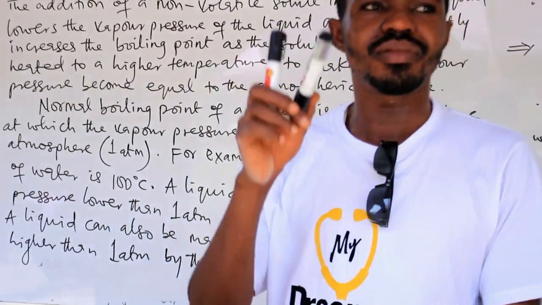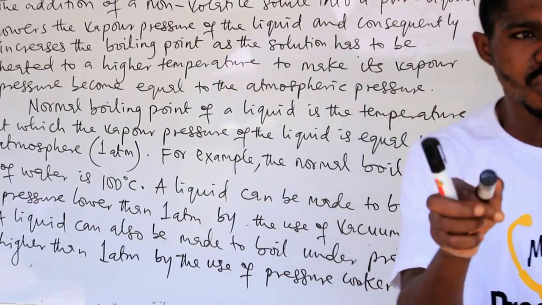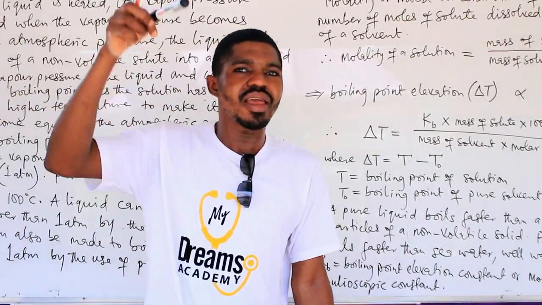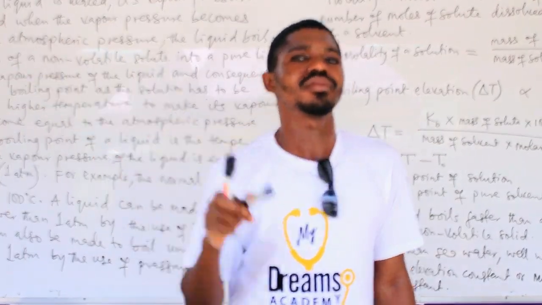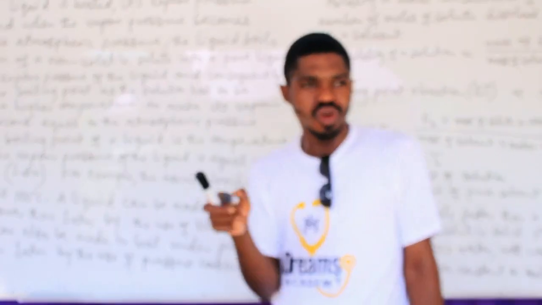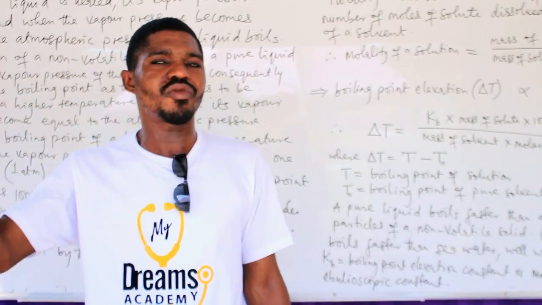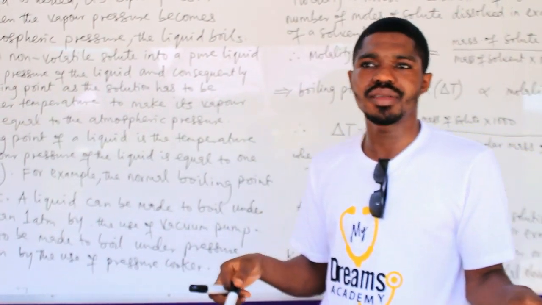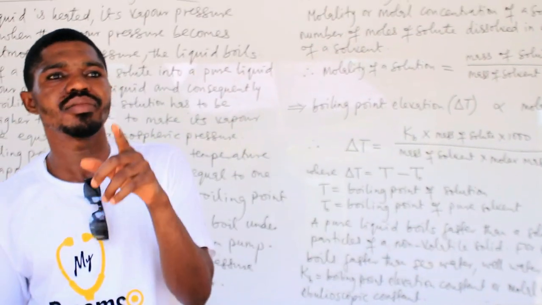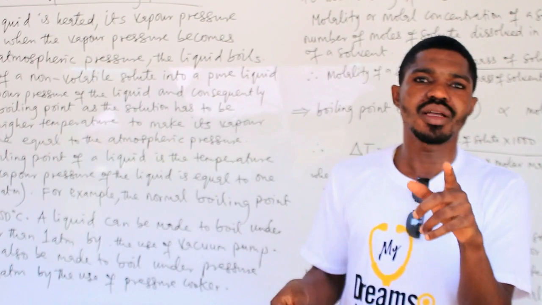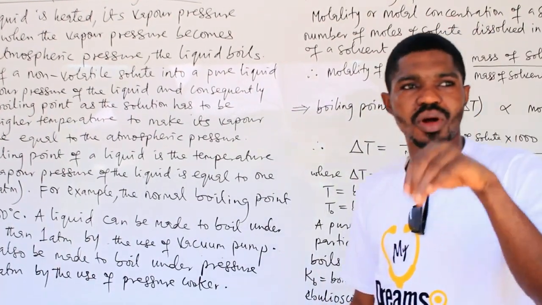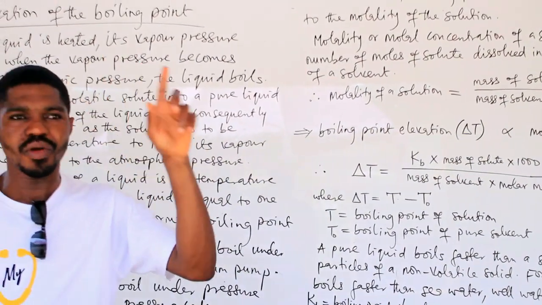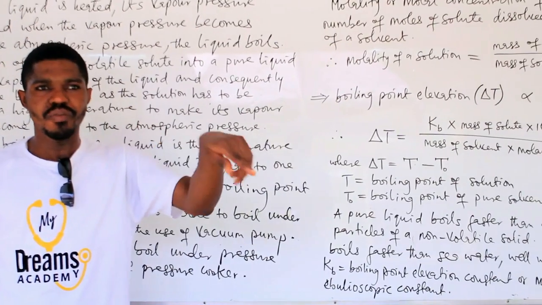Now, class, you must know that a solution will boil after a pure liquid has started boiling. In other words, salt water or seawater will not boil faster, because its vapor pressure is lower than that of pure water. So you have to take note of that. Then another thing worth noting is that a pure liquid, like we said, will boil faster than an impure liquid, but that depends on the nature of the impurity in that liquid.